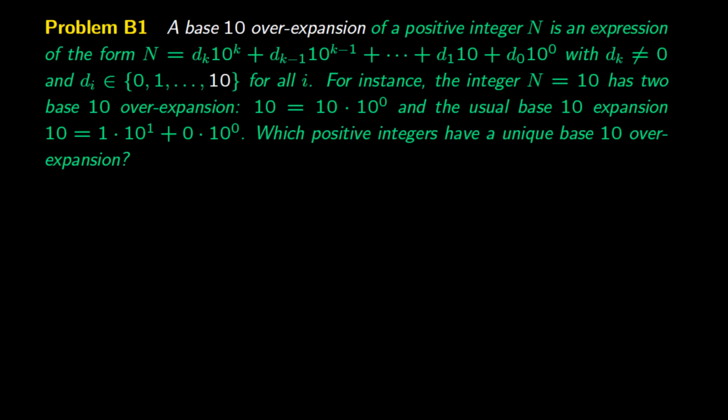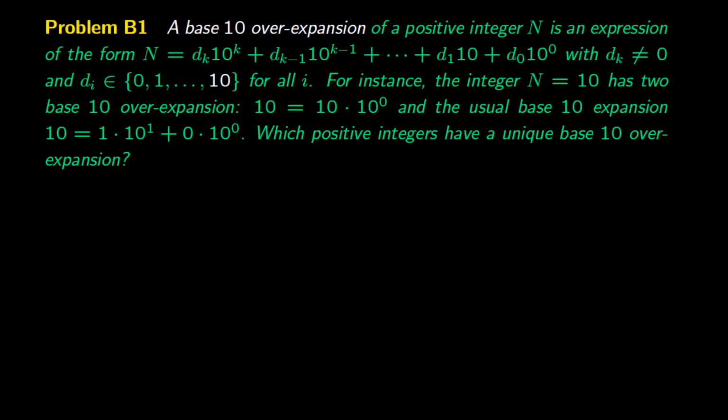In this video, we introduce Sungkhan Chang's solution of problem B1 of the 2014 Putnam competition. A base 10 over expansion of a positive integer n is an expression of the form shown in the second line. In this expansion, the coefficients d_i are allowed to reach 10.